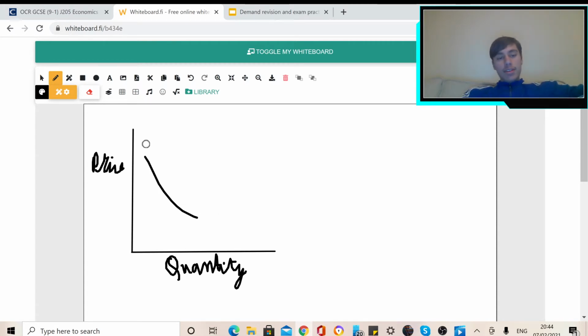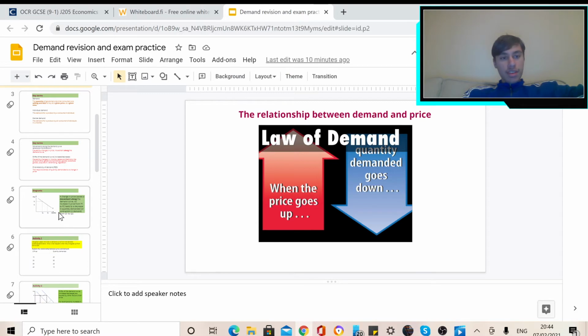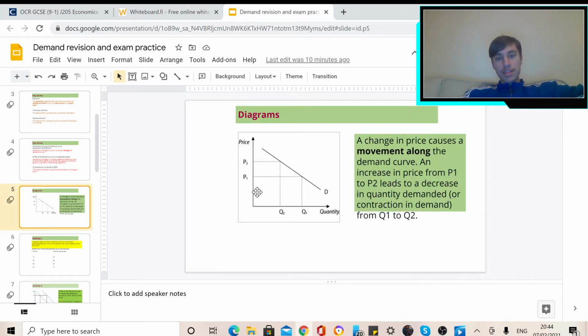And now you could write D, which stands for demand, either here or here. But you need to make sure that you have price labeled, you have quantity labeled, and then you have demand labeled. This is very important, as you can see in this diagram.